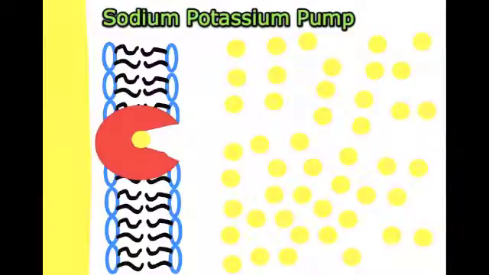So basically, the sodium-potassium pump is the movement of sodium and potassium against a concentration gradient, from a lower concentration to a higher concentration. What's special about them is that they pump 3 sodium ions out of the cell for every 2 potassium ions they pump in. And this process requires a lot of energy, which is probably the ATP.